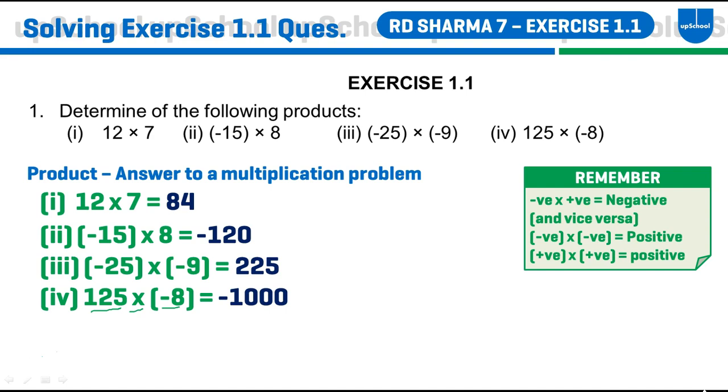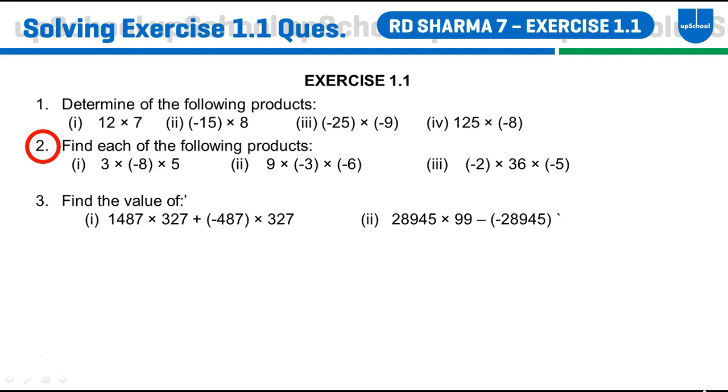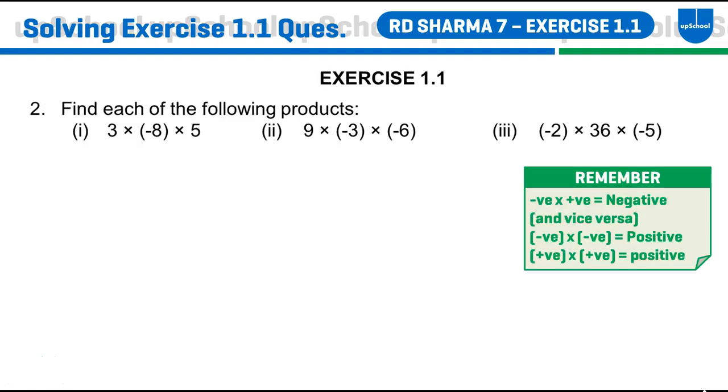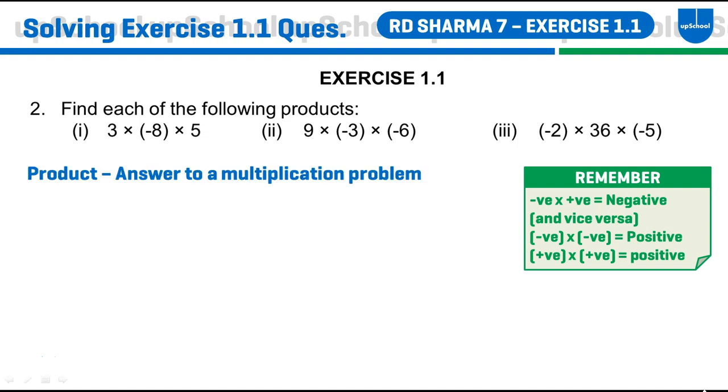So yes, our answer is negative 1000. So we finished question number 1, and now let's move on to question number 2. Find each of the following products. This is basically like question number 1, although instead of multiplying 2 integers, we're multiplying 3 integers. But that's not difficult, as we know the product is the answer to a multiplication problem.